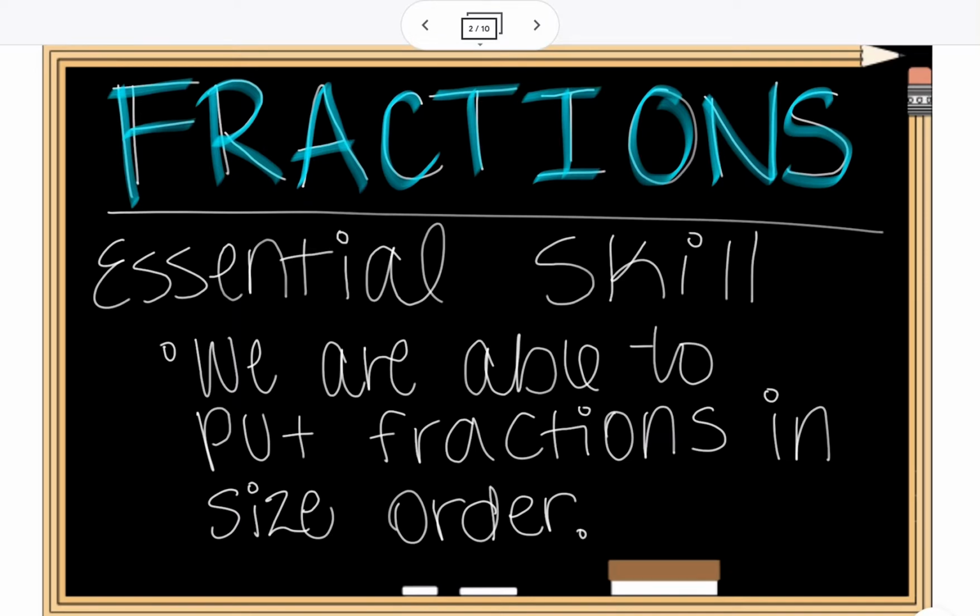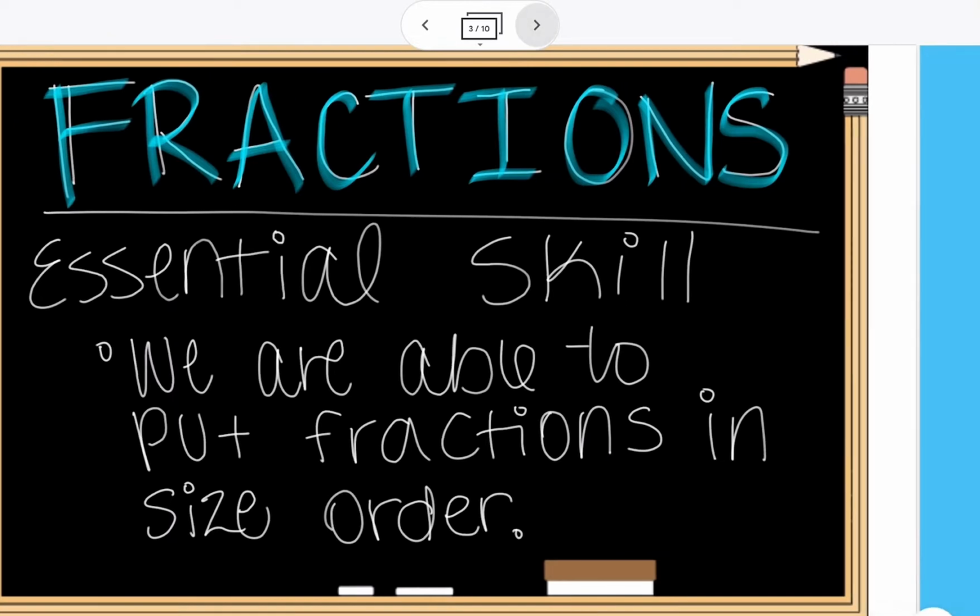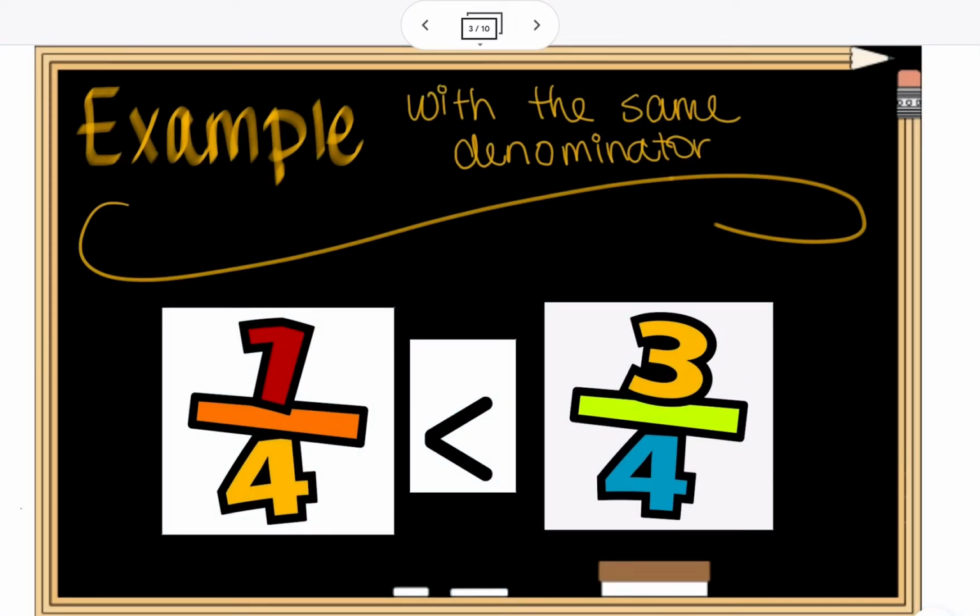We have used this skill before with fractions that have the same denominator, which is super easy. So you see 1/4 is compared to 3/4, and we know that 1/4 is less than 3/4 because they have the same denominator. We don't have to do any strategies to figure that out.